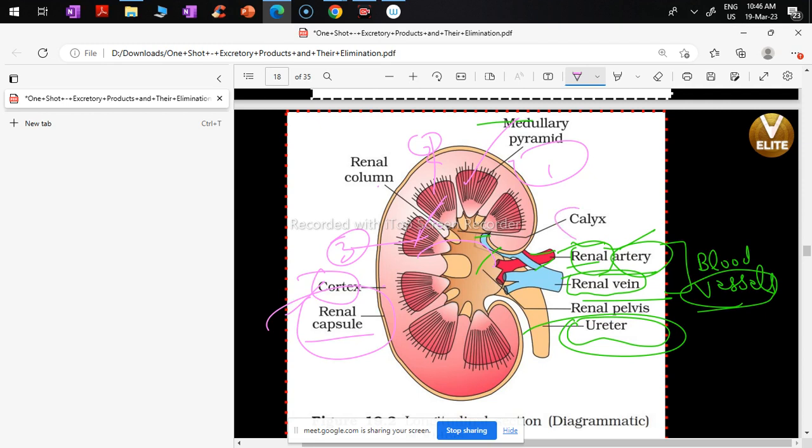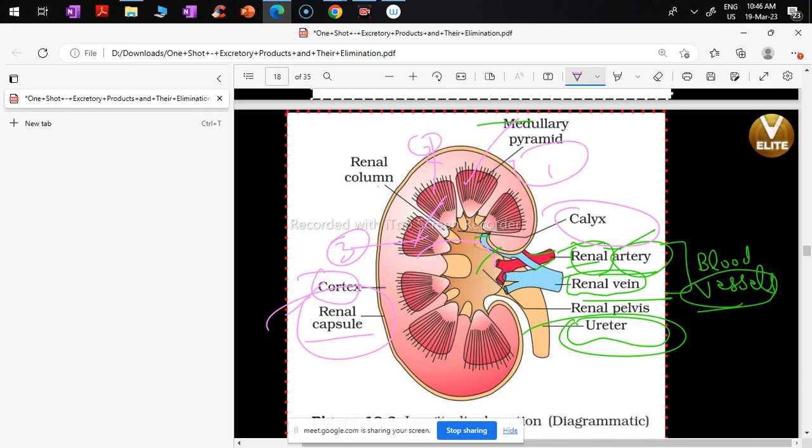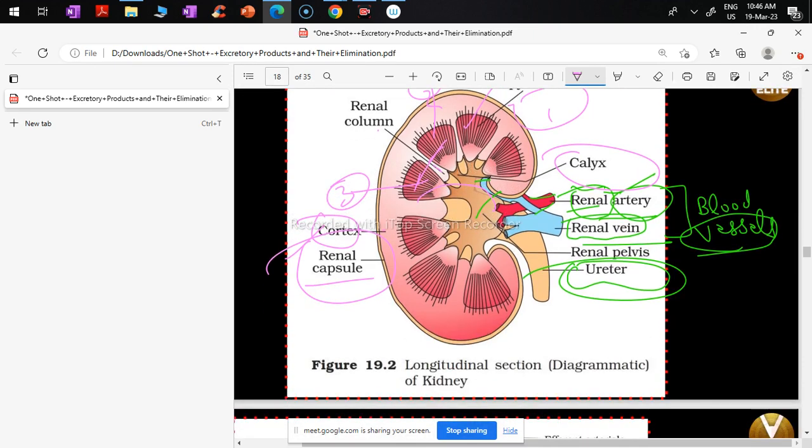There is a structure which is the calyx that you can see here. In the atlas or in the longitudinal section of the kidney, we can see the medullary pyramids. Between the medullary pyramids there is the renal column. There are the blood vessels, the renal artery and renal vein, and the renal pelvis has been shown here, and the ureter has been shown here. There is a covering outside the kidney which is called the renal capsule.